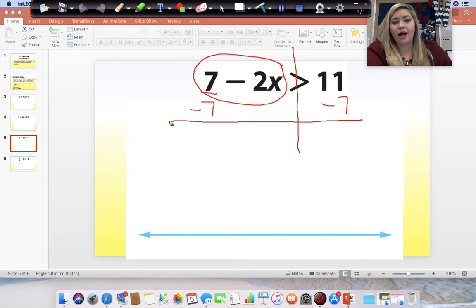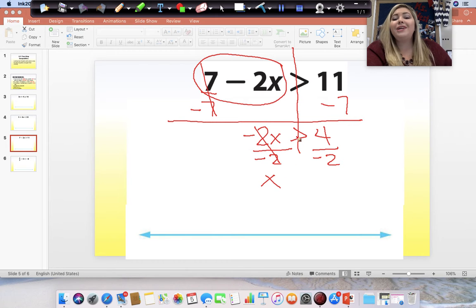So we are going to subtract 7 from both sides. We're left with negative 2x is greater than 11 minus 7, which is 4. Okay, and right now x is being multiplied by negative 2, so to solve this, we need to divide both sides by negative 2. Negative 2 divided by negative 2 is a positive 1, and 1 times x is x. We divided by a negative, so you have to flip this sign. The sign is going to go in the opposite direction now. And 4 divided by negative 2 is negative 2.